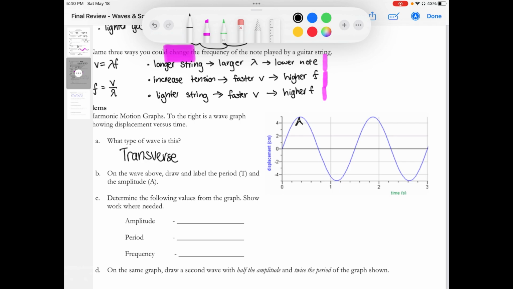The amplitude of the wave is this distance from equilibrium to max, or equilibrium to min. A very common error is to try to take this from top to bottom, but that's not it. It's the amplitude from equilibrium. So I'd say this wave is just over 4. So if I fill out the missing numbers here, that looks like the amplitude is 5 centimeters.